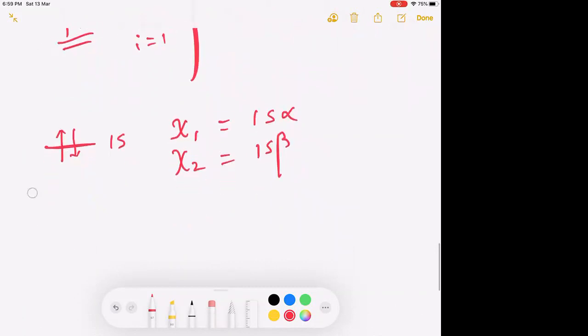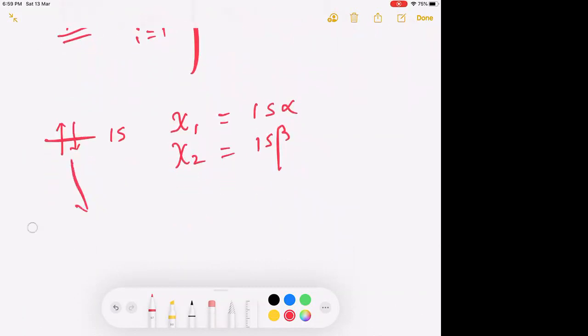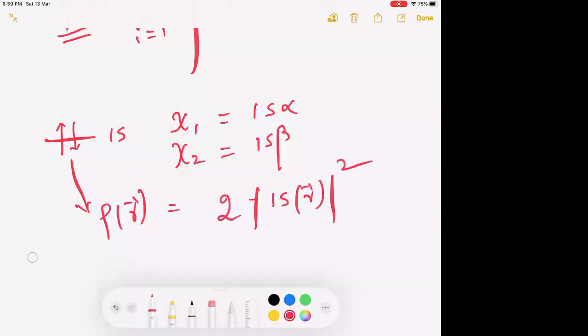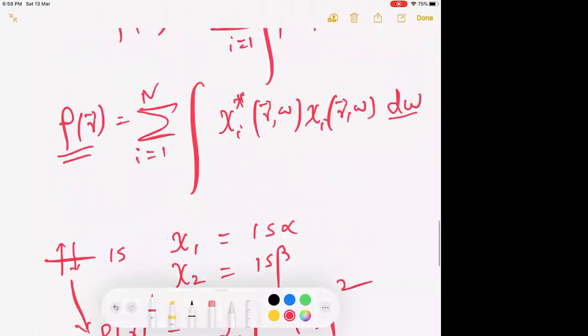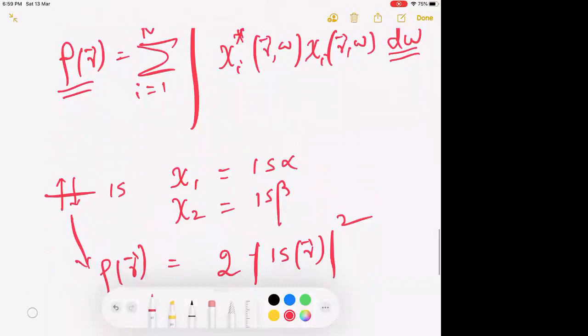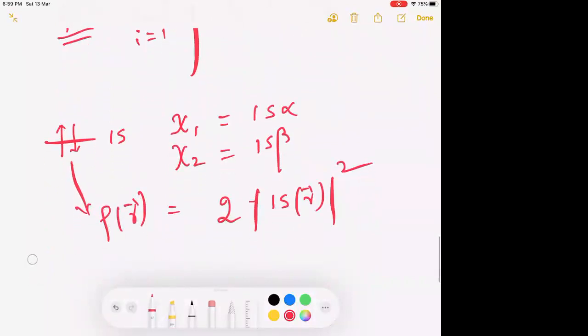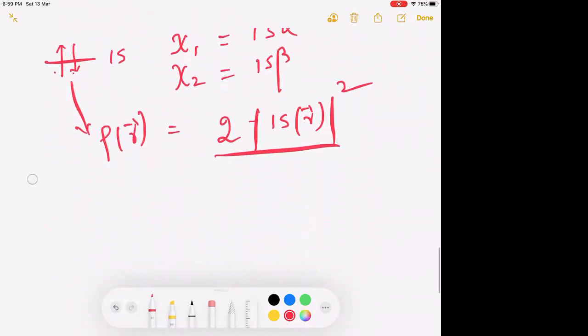If you do this integration, your density for this will then become mod 1s orbital, just the orbital, squared times 2. This 2 is coming because of this integration. The integration is nothing but a sum. So you sum over the alpha spin, sum over the beta spin. So you get 2 mod 1s squared.